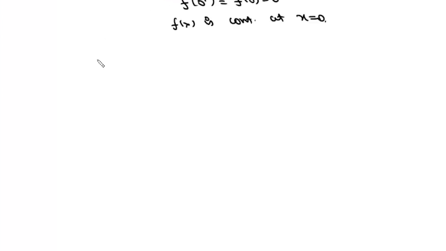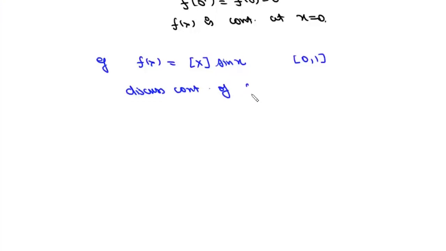suppose we have this function f(x), which is greatest integer function of x into sine x in the interval 0 to 1, and it says discuss continuity of f(x) at both the endpoints, at x equal to 0 and at x equal to 1. Now this 0, it is the left hand point. Here we just have to check its right hand limit and its function value.